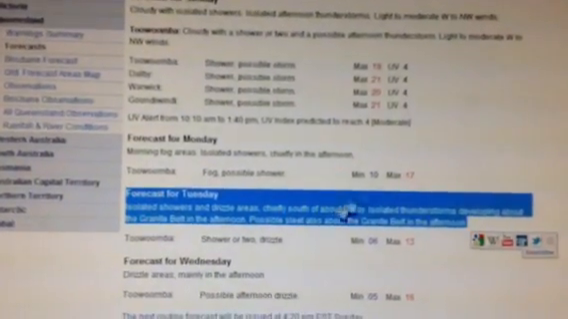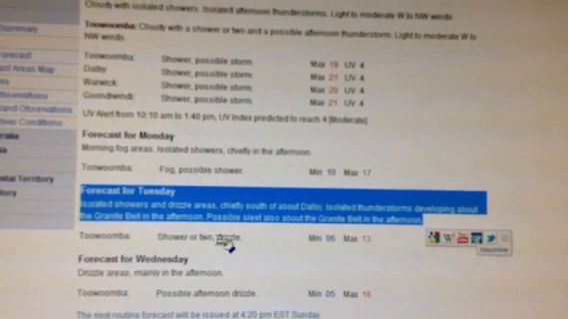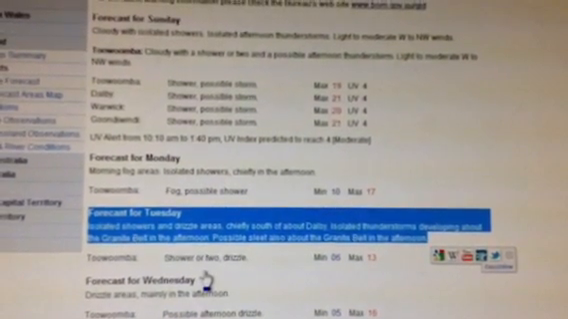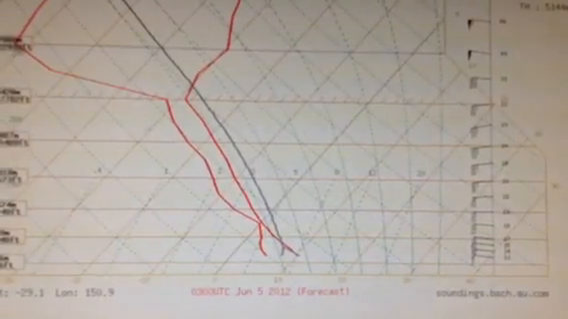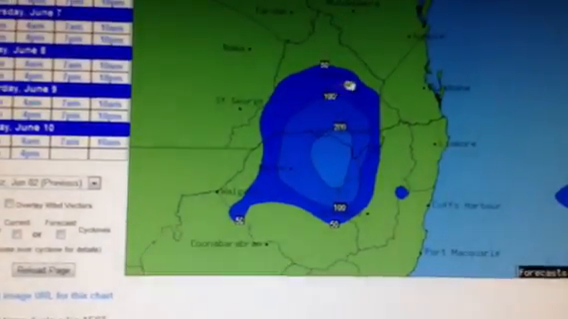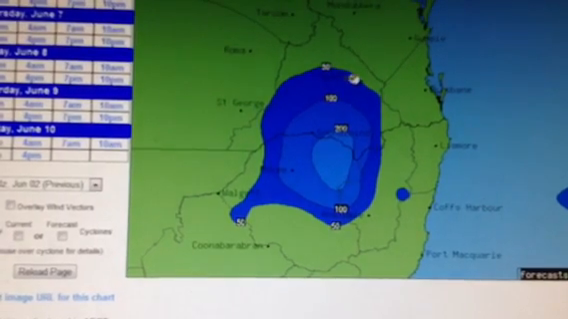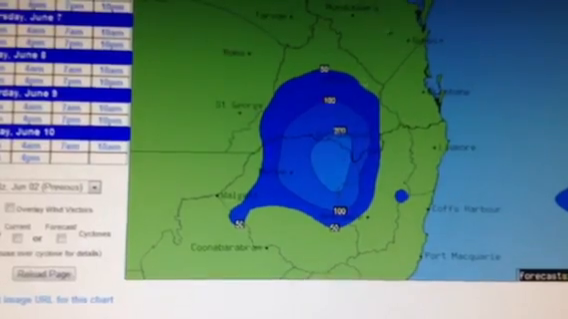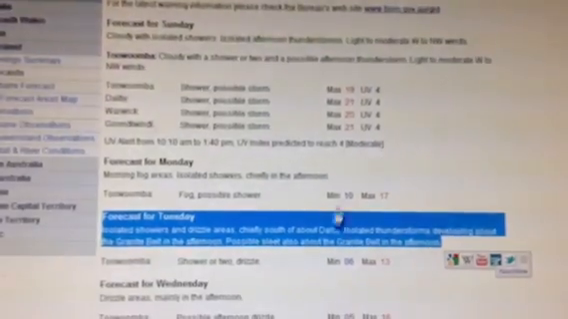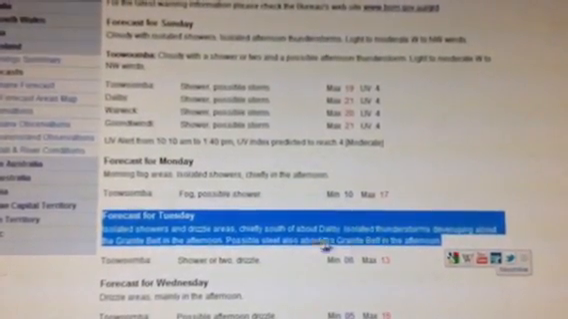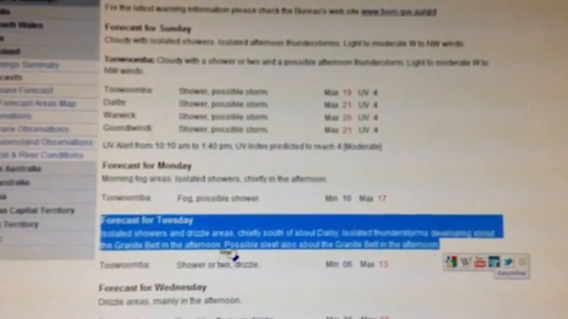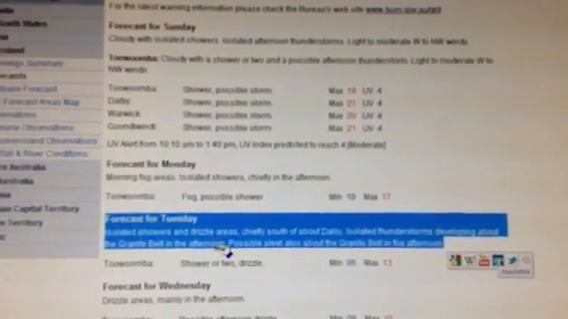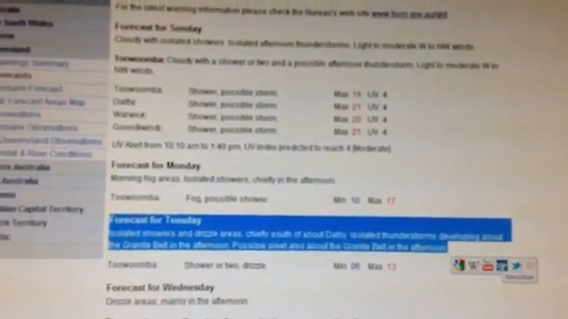Let's go and have a look at the BOM forecast for the Darling Downs for Tuesday. Isolated showers and drizzle areas, chiefly south of about Dalby. The reason why they say that, come back here. There's Dalby, right on the edge of the slightest instability, south of Dalby. Isolated thunderstorms developing about the Granite Belt in the afternoon, and possible sleet also about the Granite Belt in the afternoon. I would go further than that given these plots.